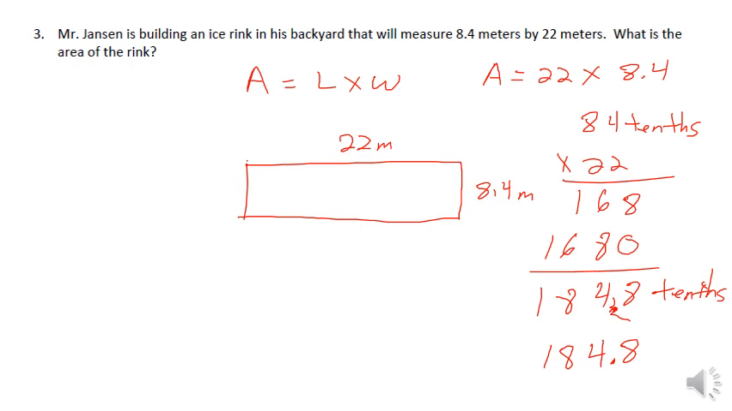Now, if we did an estimate on this, we would go 22 is closer to 20 times 8.4 would be closer to 8, which equals 160. And that would be meters squared. So the same thing here, this is going to be meters squared because it is an area.